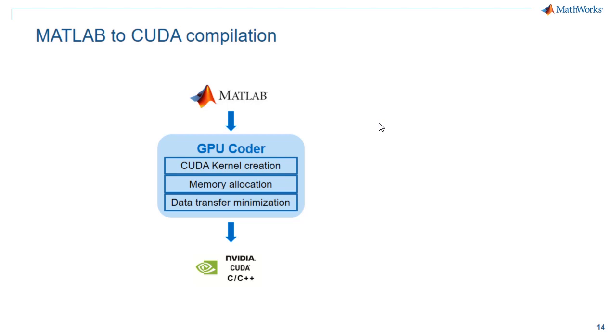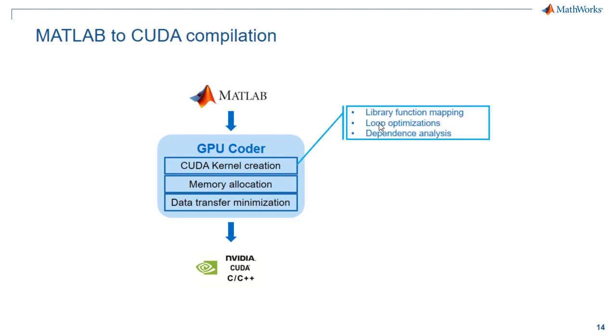So for GPU Coder, how do we take your MATLAB algorithms and then compile that into CUDA? So there's kind of 3 steps: CUDA kernel creation, memory allocation, and minimizing data transfers. So when we take a look at creating CUDA kernels from your MATLAB algorithm, we're doing various things. Like if you're writing loops within MATLAB, we have loop optimizations that can turn those into CUDA kernels. We take a look at dependency analysis, and we also map MATLAB algorithms to NVIDIA accelerated libraries, for example, cuBLAS, cuDNN for deep learning networks. So we try to make the generated CUDA code as fast as we can.